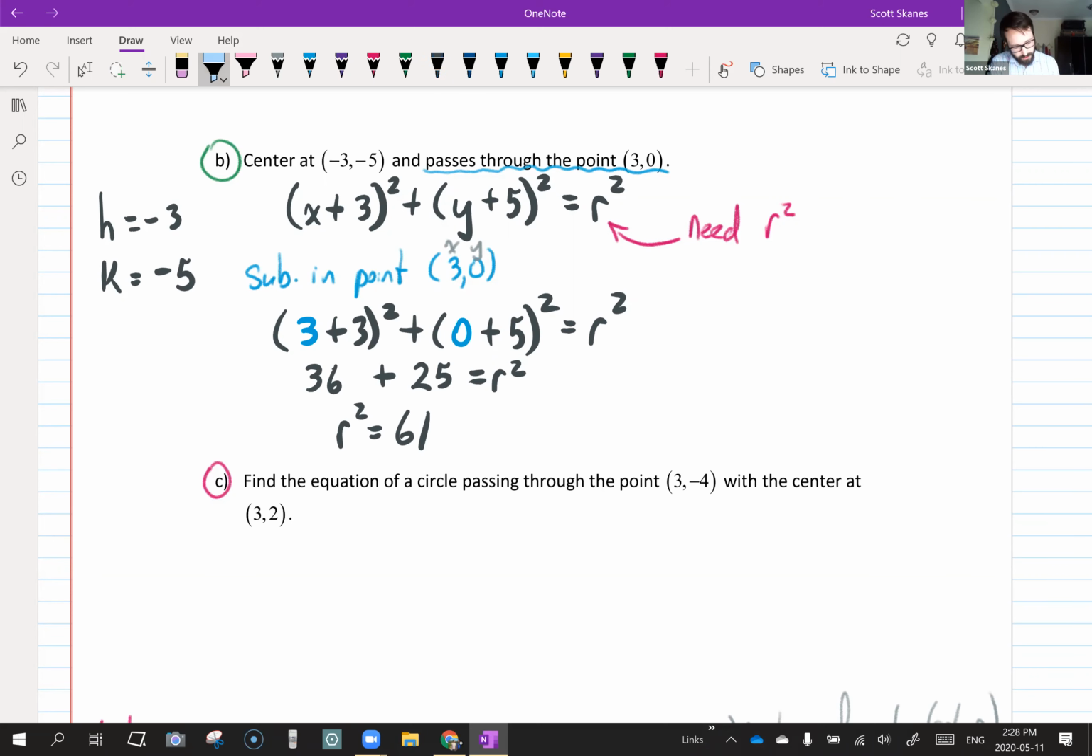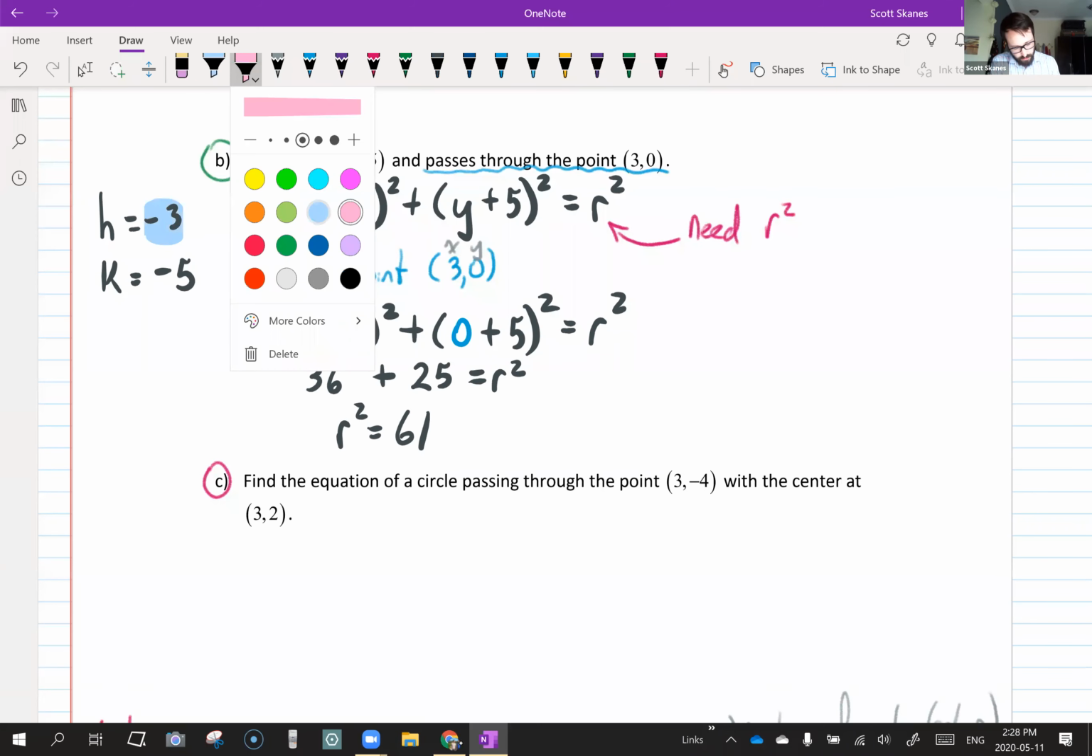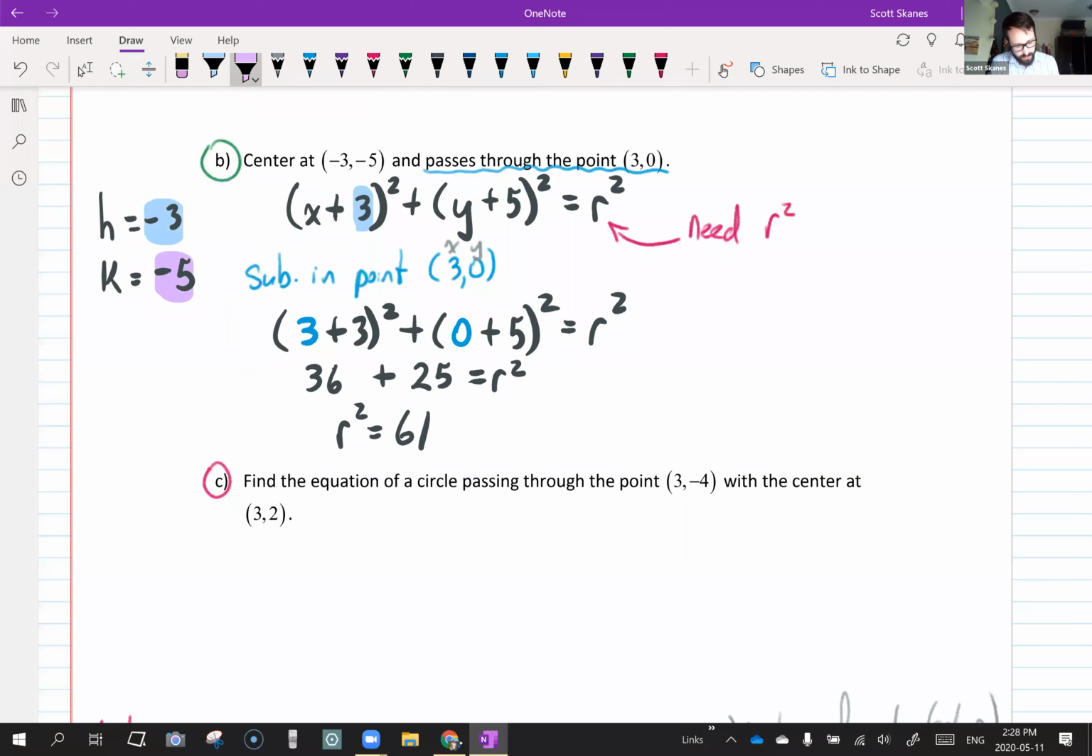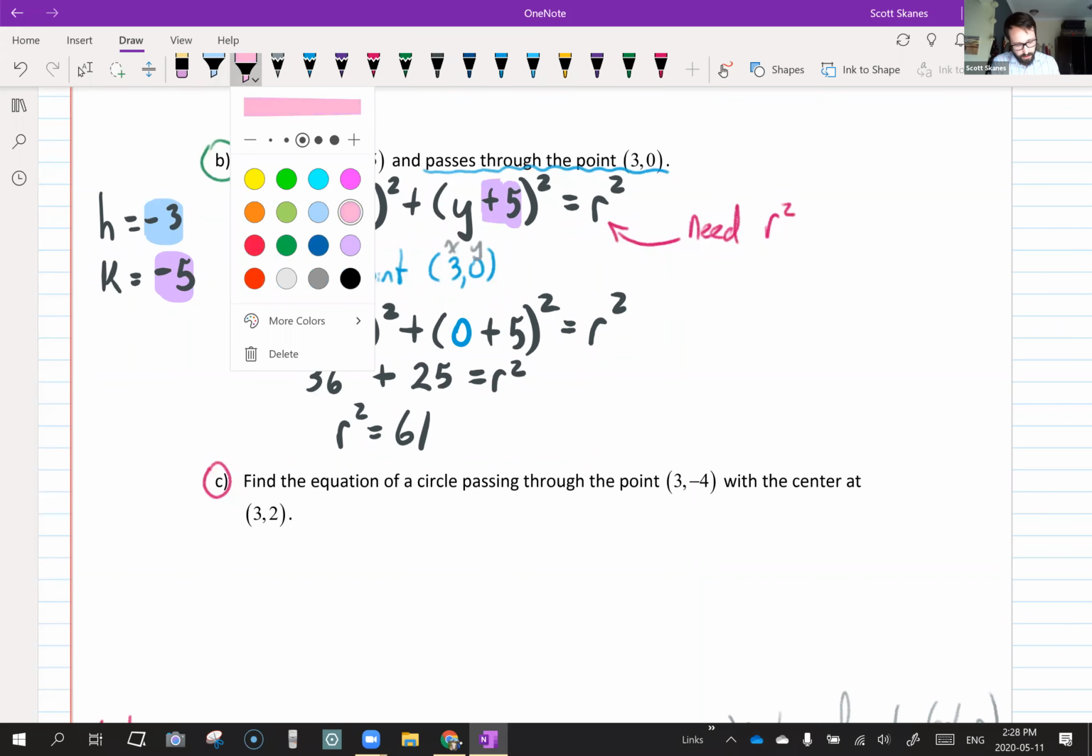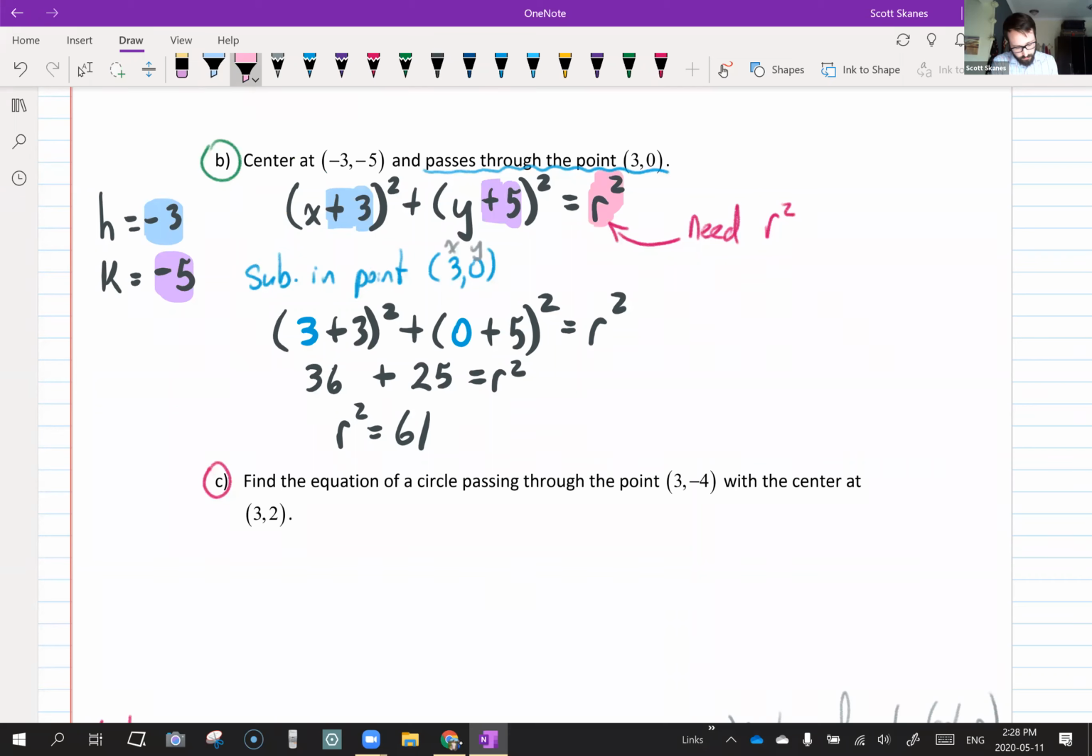You know, I'll connect these things. If h was -3, that's why we get this. If k was -5, that's why we get this. Notice the sign changes. Maybe I should include that. Change of sign, always change of sign. And then our r squared, we want this, which is this.